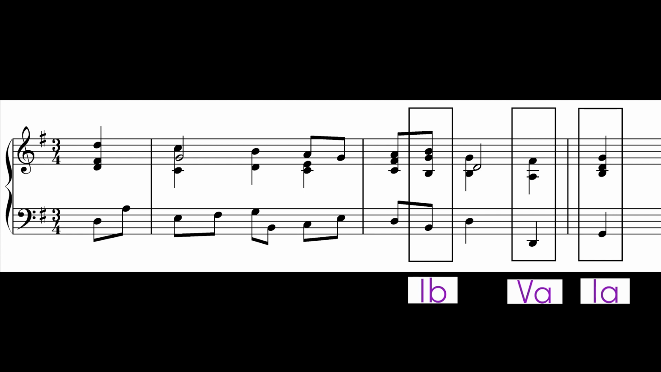Okay, so that's all there is for this lesson on chords. Be sure to catch the next lesson, which is going to be about cadences.